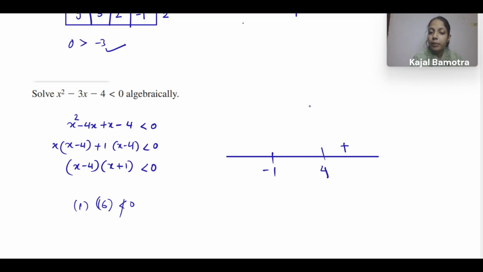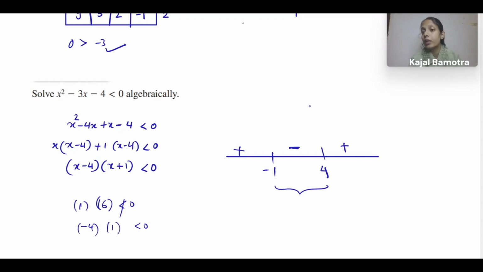If I choose a number between negative 1 and 4, suppose I choose 0. 0 minus 4 is negative 4, 0 plus 1 is 1. Is it less than 0? Yes. Here it's a negative value. Now you choose a number less than negative 1, say negative 5. Negative 5 minus 4 is negative 9, and negative 5 plus 1 is negative 4, so both are negative and the product is positive. I want a number which is less than 0, and only this part contains negative numbers.